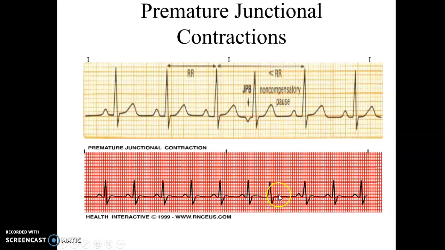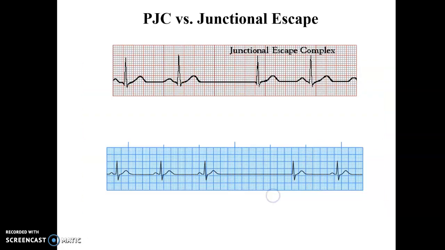Now I have this P wave that comes in, or this QRS that comes in. It's early, my cycle, it's early. No P wave in front of it. QRS is the same configuration, so it would be a premature junctional contraction. Now, PJCs are usually early. It's something that we generally see early in the cycle because of irritability.